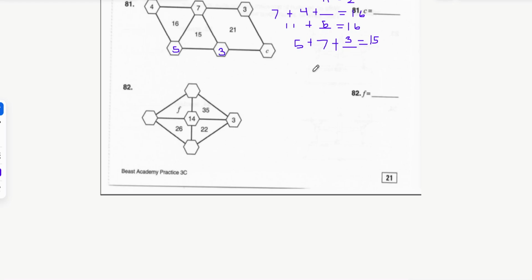And then we have to write one more equation with the region for a sum of 21. So 3 plus 7 plus 3 plus c equals 21. This gives us 13 plus c equals 21. So c would be 8.